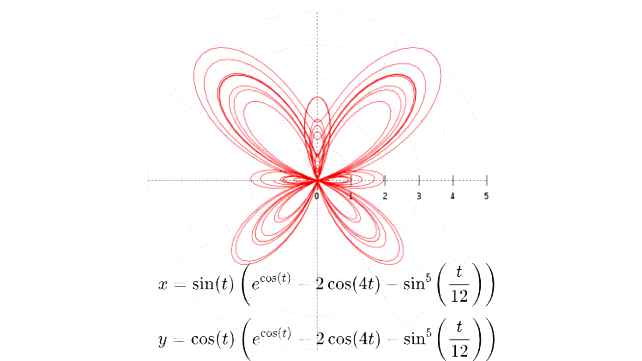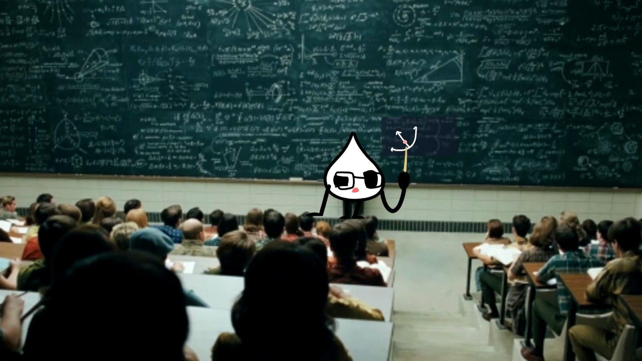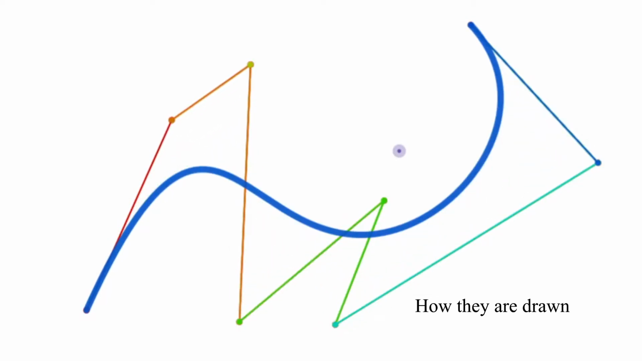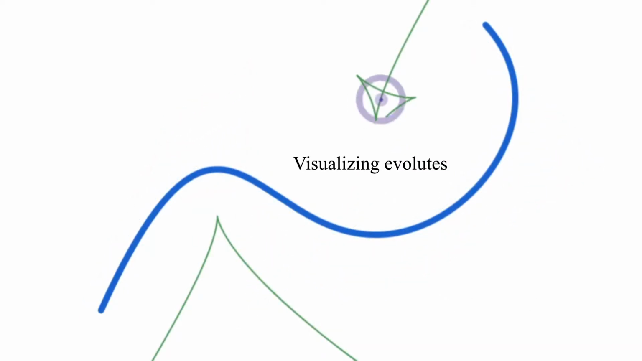And no, I won't be shoving a parameter in your face and forcing you to sit there and watch me locate the pseudo-foci. Instead, throughout this video, I will be describing these parameters called Bézier curves, and then explaining how they are drawn and visualizing how evolutes work in general using the parametric curve.